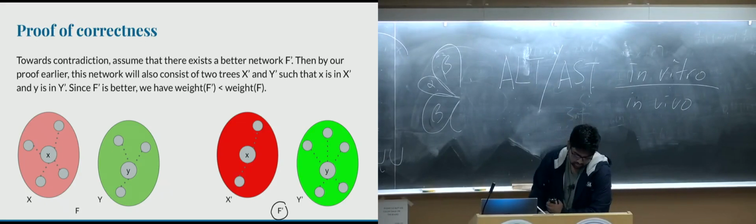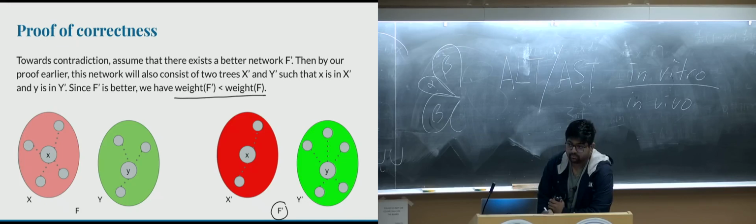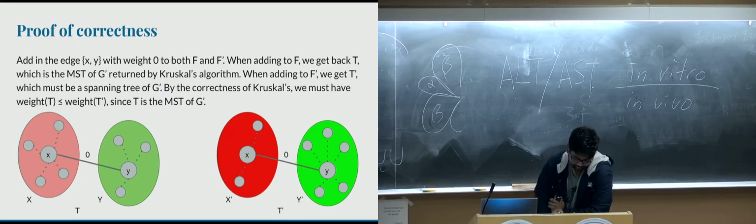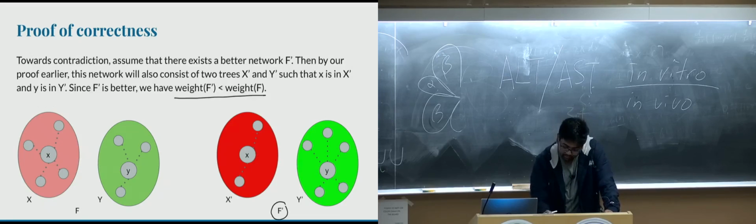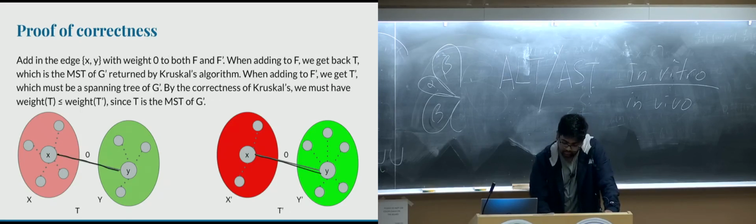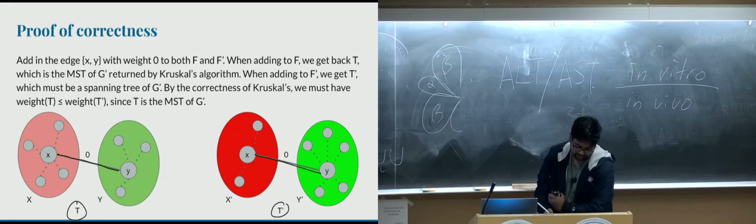And now by assumption we said that weight of F prime is less than weight of F. That's what we're saying by assumption. So what will happen here? Now let's create T by adding this edge x to y, and let's create T prime by adding this weight x to y in T. Wait, what was the notation? Yeah, we create this x y, and the new graphs we are calling T prime and T. Okay. So what happens here?